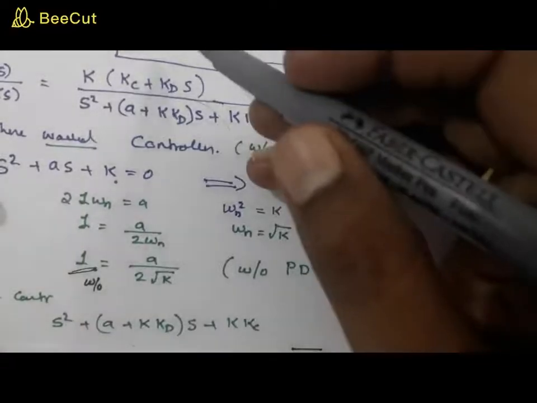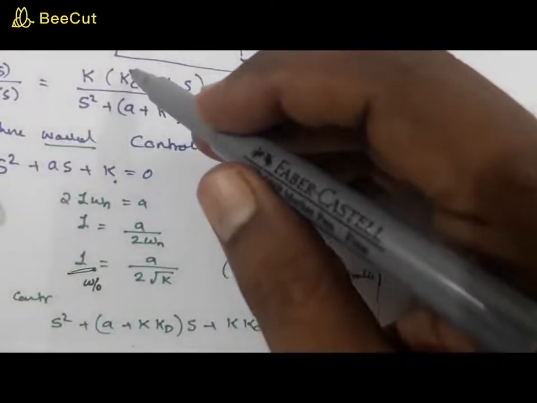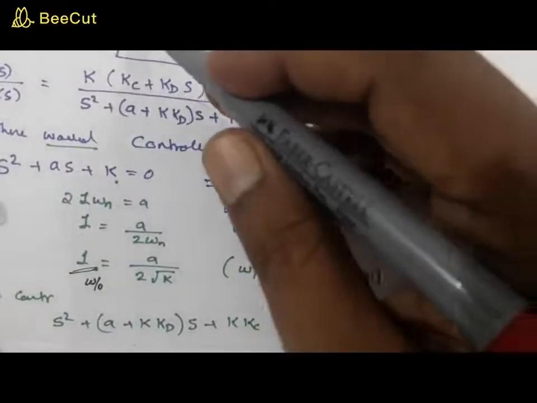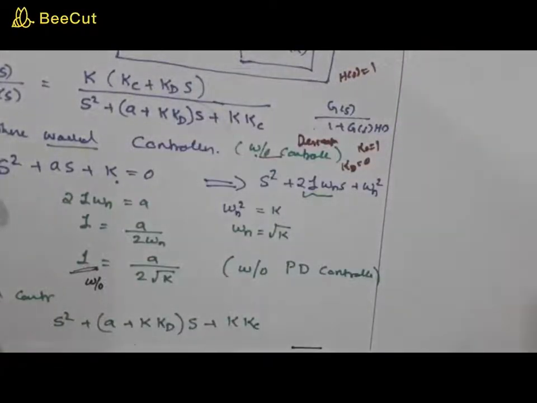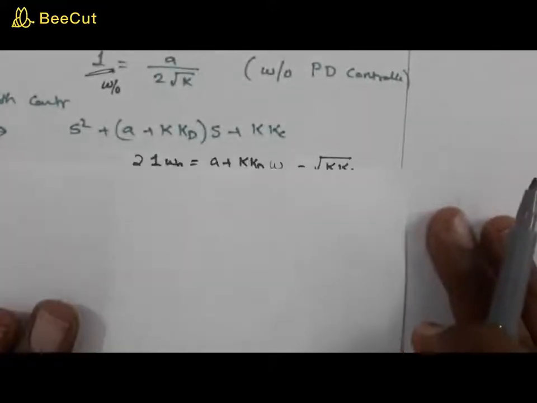Now what happens when you connect this Kc plus Kd s? So assume that, now don't put Kc equal to 0, because if you put Kc equal to 1, it is as if without any sort of proportional controller. That's what we mean. Now Kd is 0 because there is no derivative controller.